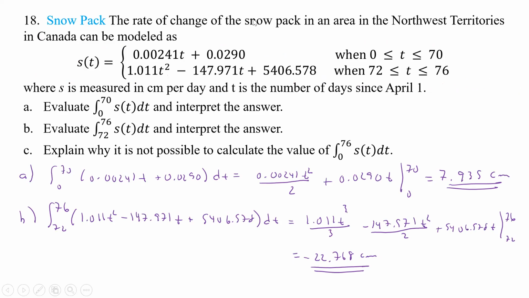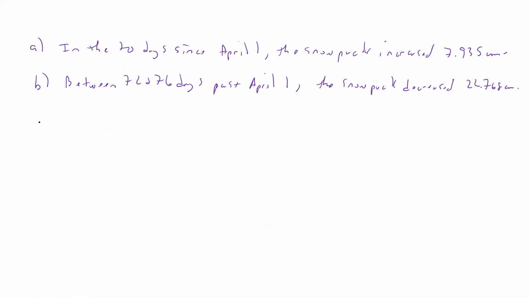I want just the next page. There we go. And so for C, it's not defined between 70 and 72 days. So we don't know what to do there, okay? So that's the key thing there. We don't know what to do, and so we can't do the integral from 0 to 76 in that manner.